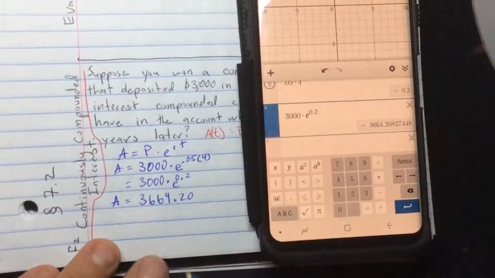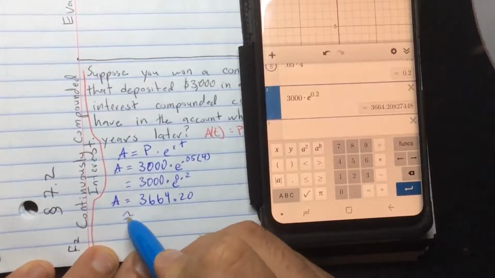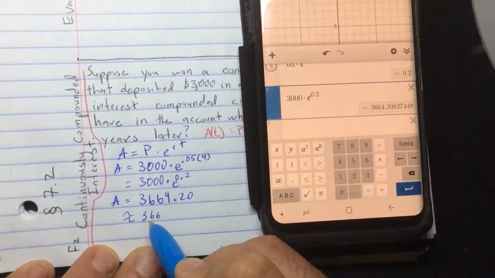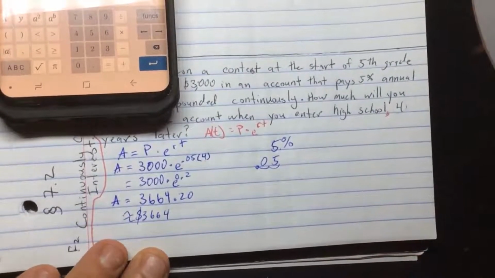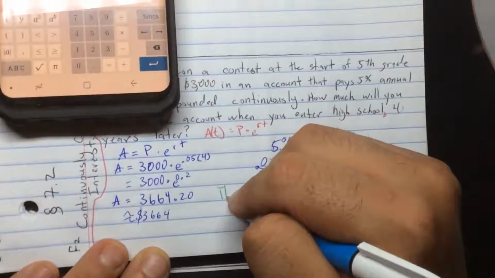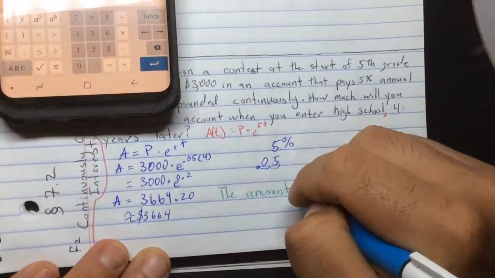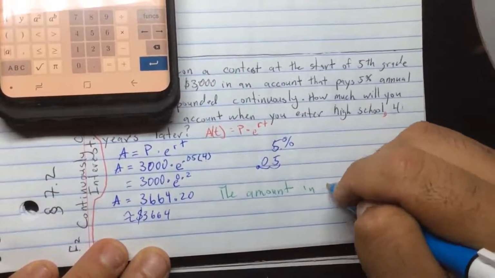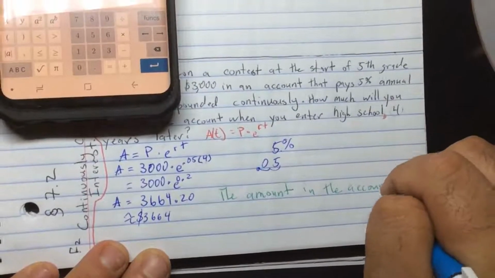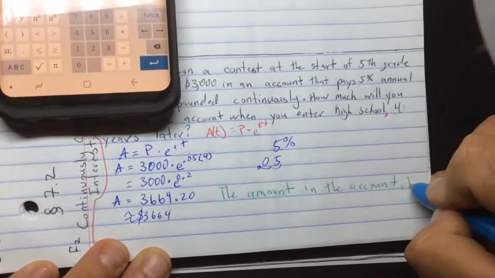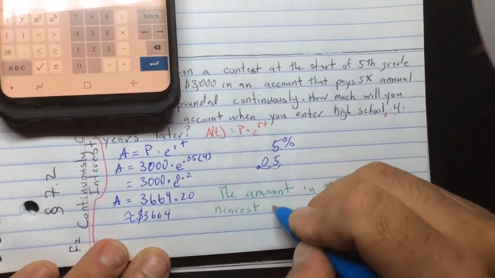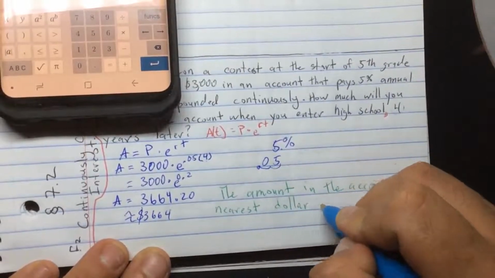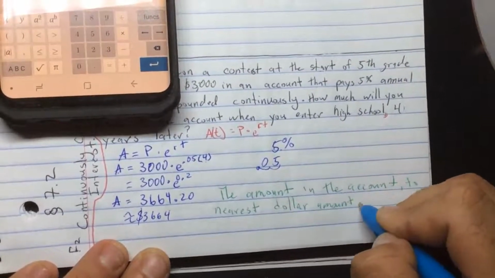And as always, since this is a word problem, we're going to answer the question in a word problem. So the amount in the account, let's put to the nearest, because we did round, to the nearest dollar amount, is $3,664. Okay, and that's what we will do.